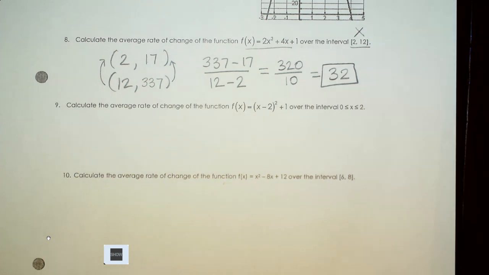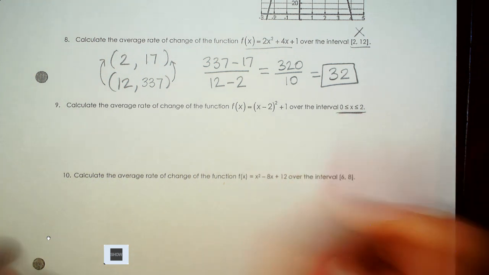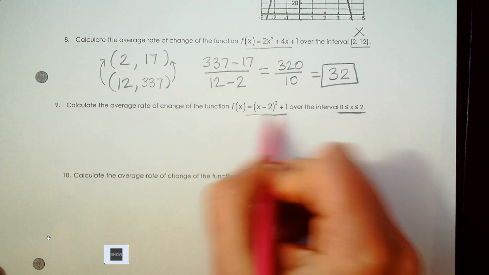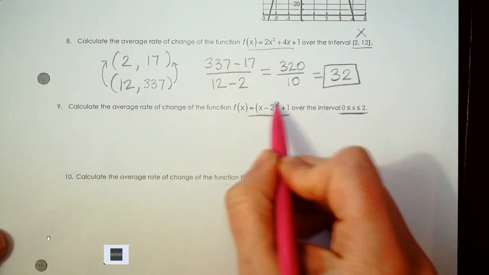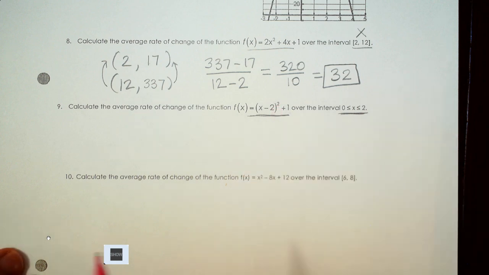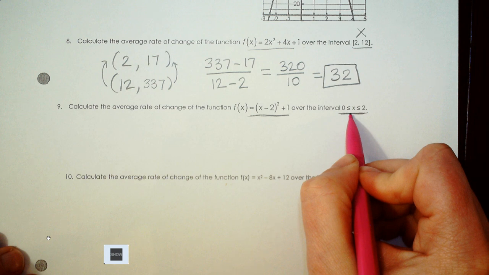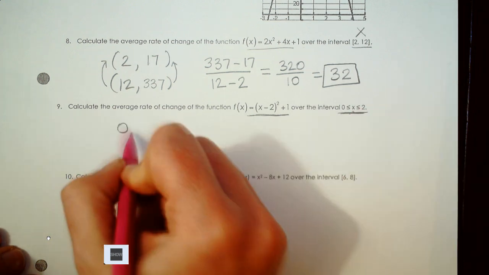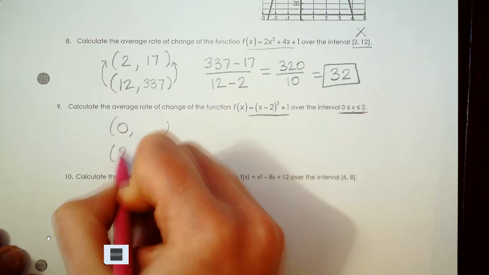All right, number 9 looks a little bit different because the interval is written differently. Also, we haven't really talked about this. This equation is in vertex form instead of standard form. So it looks a little different, but it's still a quadratic because it's being squared. All right, this is trying to confuse you, but don't let it. It's still giving you your x values. So the first x is 0 something. The second one is 2 something.